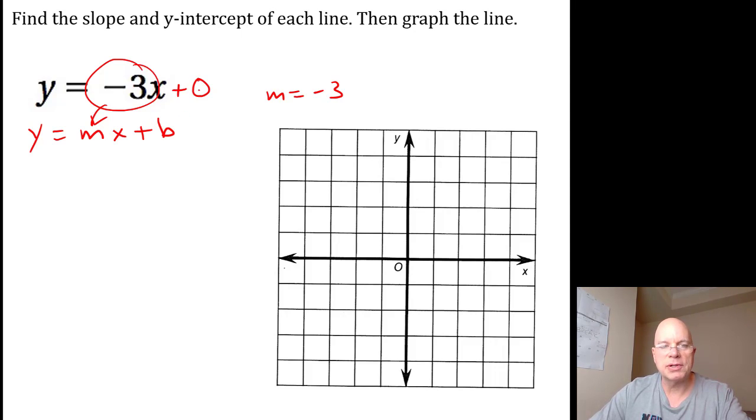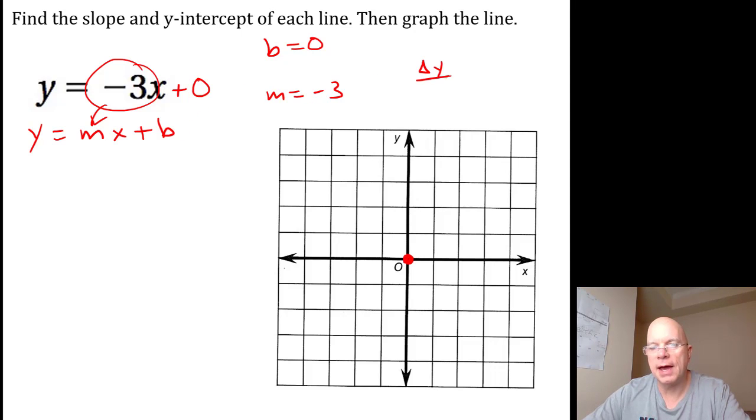Isn't negative 3x plus 0 the same as negative 3x? So b is 0, which means the line passes through the origin, which also means that line is proportional in addition to being linear. Or I should say all lines are linear, but it's more specifically proportional. And then we just apply the slope.